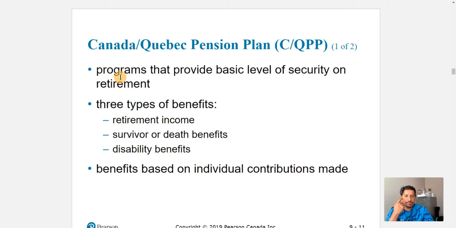Canada Pension Plan: programs that provide a basic level of security in retirement. There are 3 types of benefits: retirement income, survivor or death benefits, and disability benefits. Benefits are based on individual contributions made. For example, if in one payroll cycle an employee pays $100, the employer has to match that $100 in order to remit to CRA.